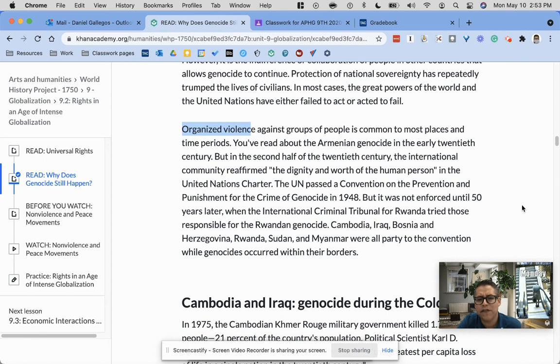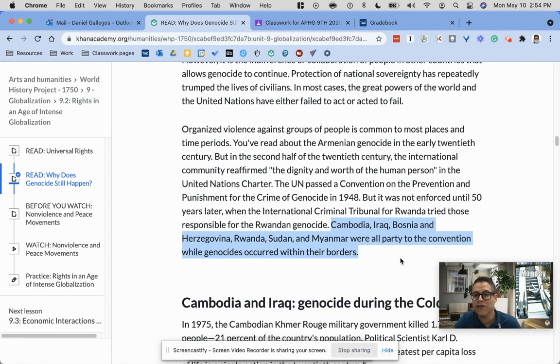But it was not enforced until 50 years later when the International Criminal Tribunal for Rwanda tried those responsible for the Rwandan genocide. Cambodia, Iraq, Bosnia-Herzegovina, Rwanda, Sudan, and Myanmar were all party to the convention, while genocides occurred within their borders. So this is what the authors are trying to show you guys. The irony that even though some of these countries promised not to kill people within their boundaries, they still did.